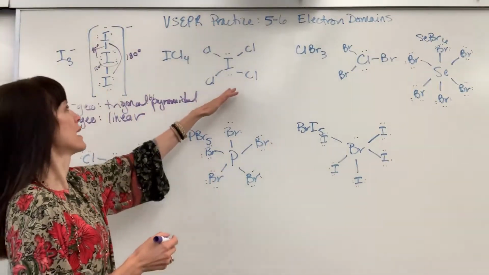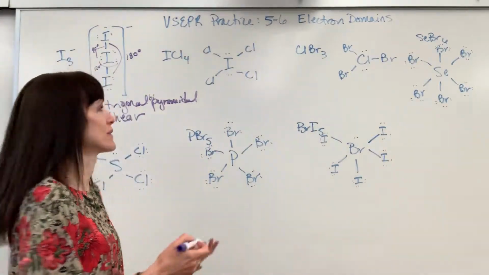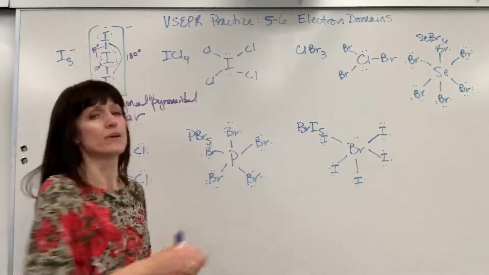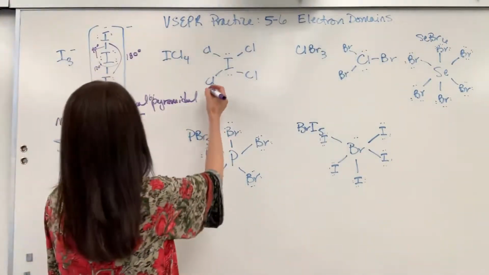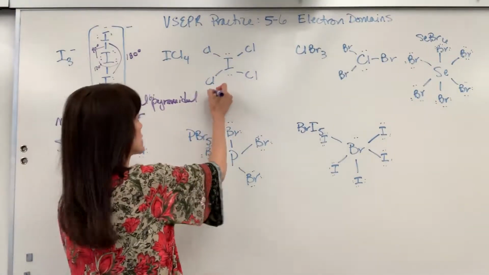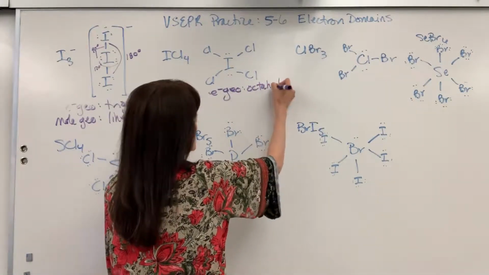Okay, now we're going to have iodine tetrachloride. So count electron domains around the central atom: 1, 2, 3, 4, 5, 6. We've got 4 bonds and 2 lone pairs. So 6 electron domains. The electron geometry is going to be octahedral.